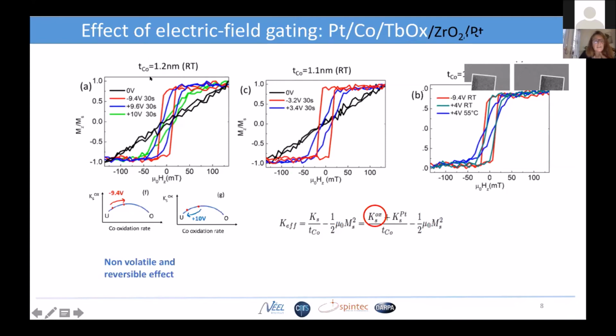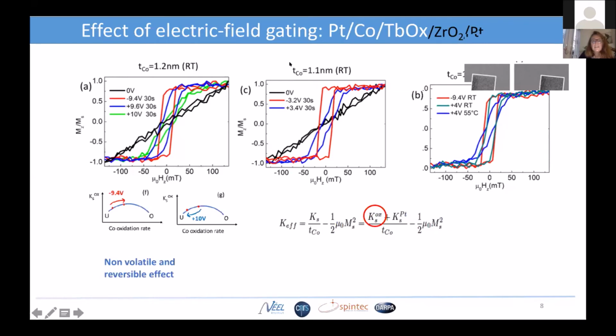And you can see that in the case of 1.2 nanometers, a strong minus 9 volts gating was necessary to switch the magnetization out of the plane, this red loop. And then a similar opposite voltage was sufficient for obtaining this stripe domains structure, this butterfly hysteresis loop that is probably due to a stripe domain structure.